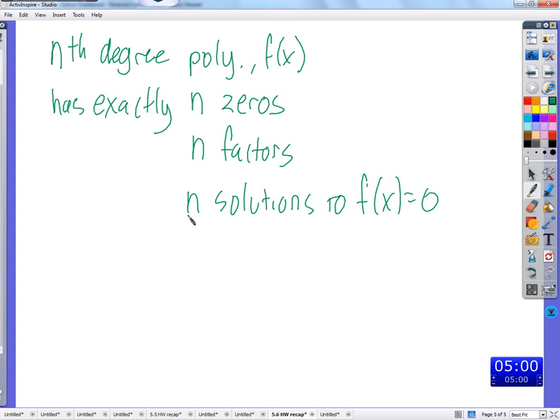These are all almost exactly the same thing. They're equivalent statements, but not exactly the same statement. If we have n zeros, well, that's exactly what this is. When you set f of x equal to 0, the numbers that solve this are called zeros. If n is a zero, we've already established that n is a factor.